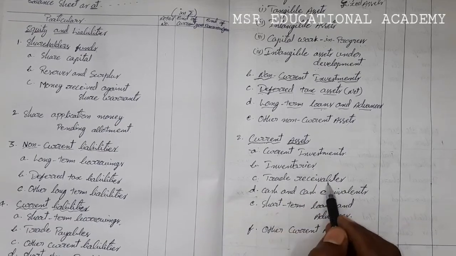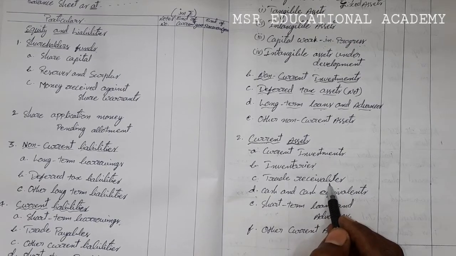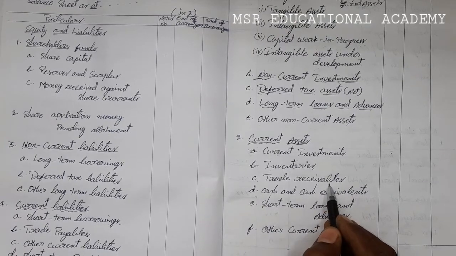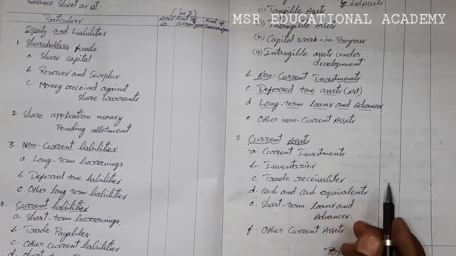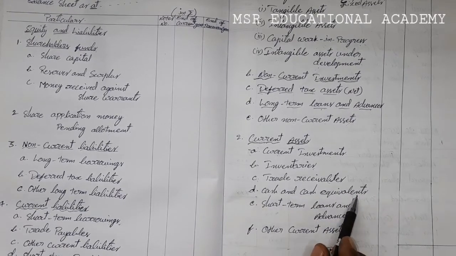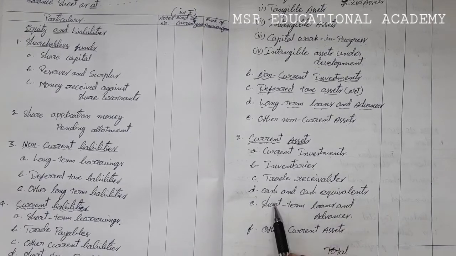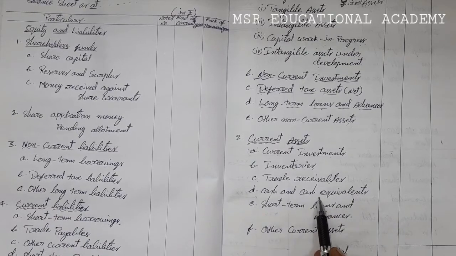Next, trade receivables. Trade receivables means bills receivable and sundry debtors, and the amount is written after deducting bad debts, and so on. Next, cash and cash equivalents. All the cash related items we should write under cash and cash equivalents. A related item means balances.